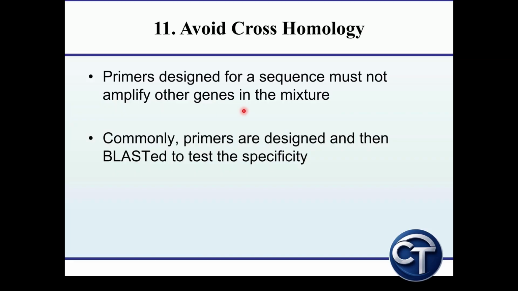You should also avoid cross homology, which means that the primers are designed in such a way that the sequence of the primer must not amplify other genes or bind to other regions of the DNA. So it should be specific to the portion from where you are generating the amplicon. Commonly, primers are designed and then blasted to test the specificity.